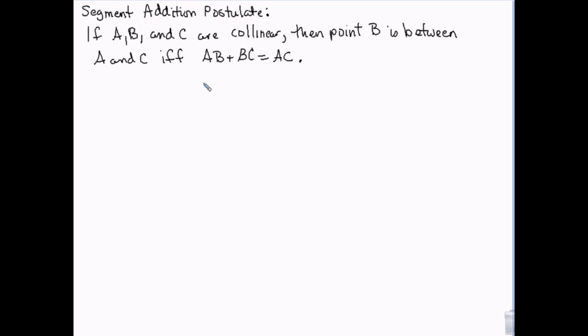Okay. The segment addition postulate tells us if A, B, and C are collinear, so they're all on a line together, then point B is between A and C if and only if, and don't forget this IFF thing means if and only if, AB plus BC equals AC. So basically you've got this length here plus this length here equals the total length. That's what that tells us.